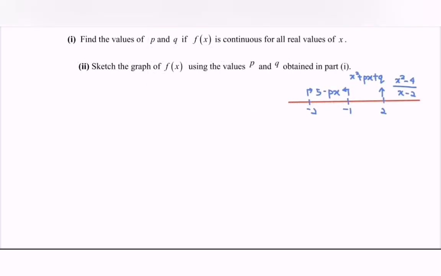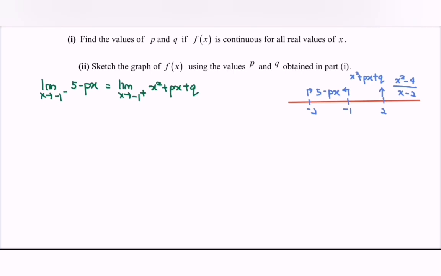Kindly focus on question number 1. Find the value of p and q if f(x) is continuous for all real values of x. So kindly focus on the situation where we have negative 1. Limit when x approaching negative 1 from the left, we have the function 5 minus px, which equals the limit when x approaching negative 1 from the right, for the function x squared plus px plus q.